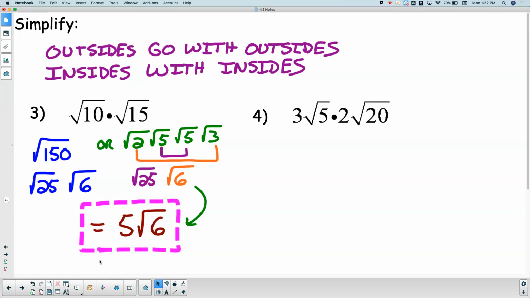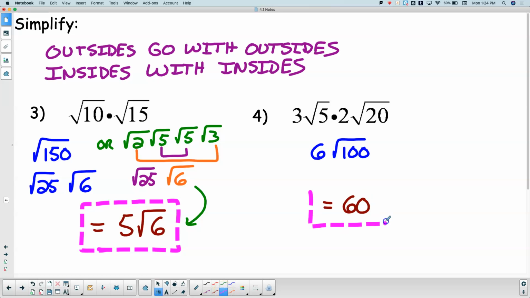Okay. You do number 4. I get 60. Because the square root of 100 is 10. Times 6 is 60. Yeah. Good.